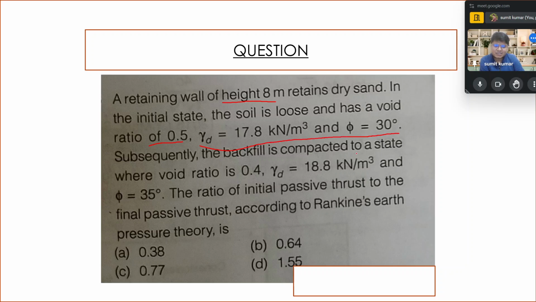Subsequently, the backfill is compacted to a state where the void ratio changes to 0.4. Void ratio is 0.4, gamma d is 18.8 and phi is 35 degree. We need the ratio of initial passive thrust to the final passive thrust according to Rankine earth pressure theory. So you have to calculate first, in the first case, 1 plus sine phi upon 1 minus sine phi.